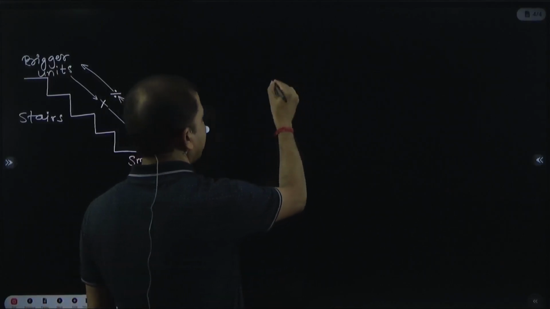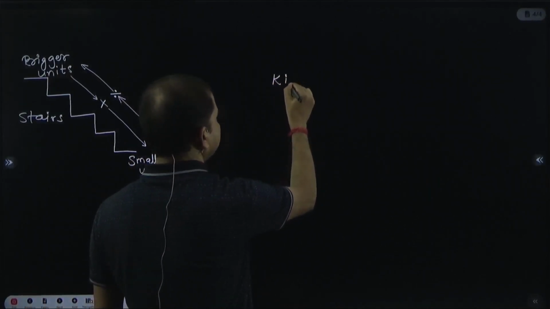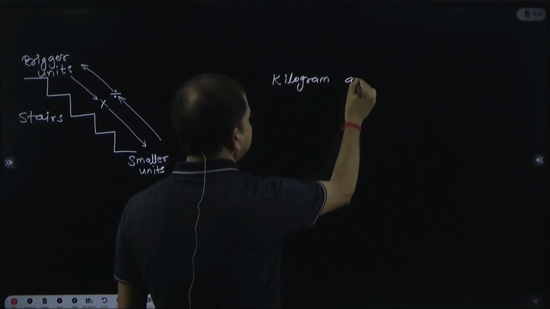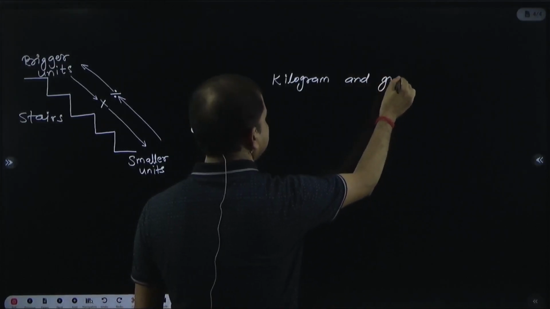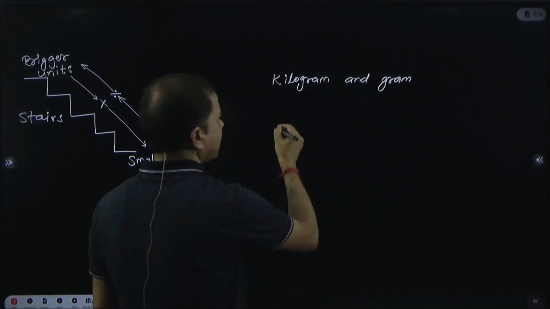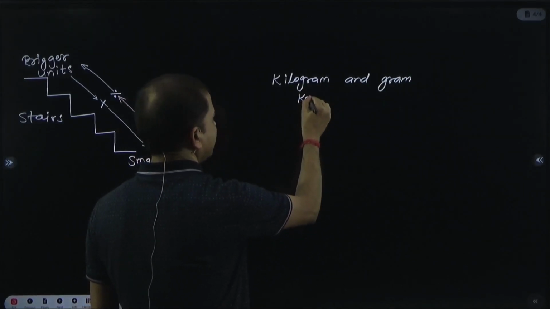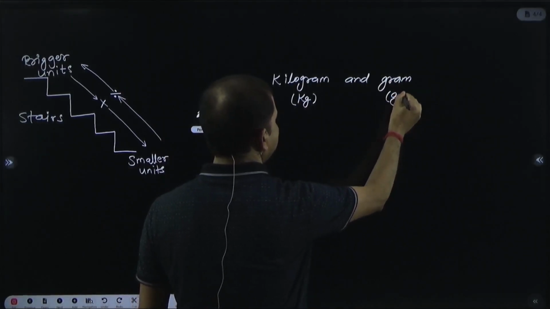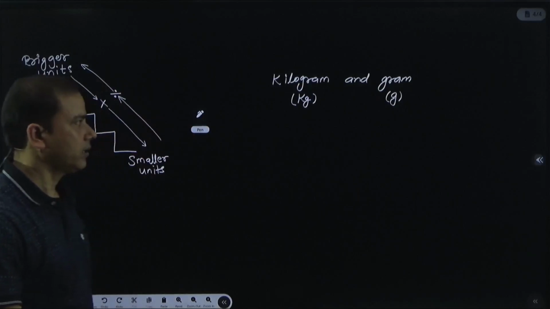This time I am taking kilogram and gram. The shortcut for kilogram is kg. The shortcut for gram is g. We will use these shortcuts.